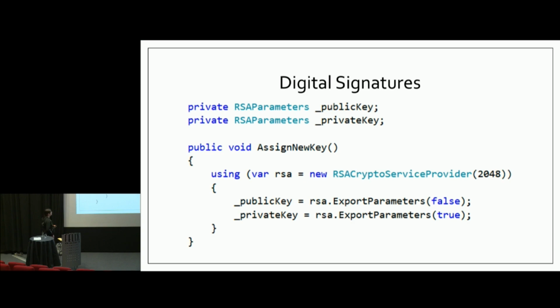So again, very straightforward to use. To generate our key pair for a digital signature, it's exactly the same as what we did for RSA. We construct the RSA crypto service provider class, telling it what key length we want, and then we just export our public and private key. In this example again, we're storing it as just two member variables.